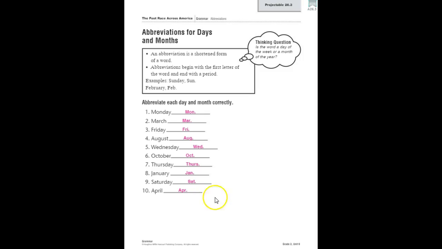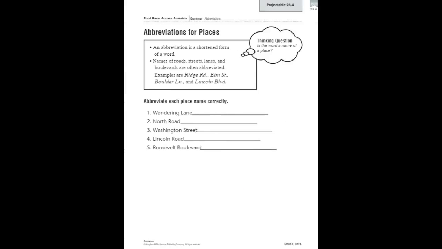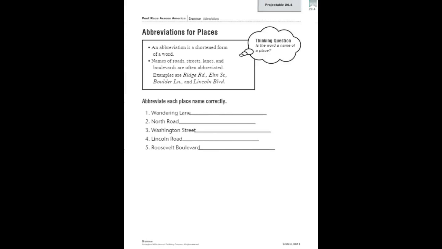Now let's look at abbreviations for places. Again, an abbreviation is a shortened form of a word. Names of roads, streets, lanes, and boulevards are often abbreviated. So some examples are Ridge, and then instead of road, they wrote capital R, D, period. Elm Street, which happens to be actually the name of the street we live on right now, street is capital S, T, period. Lane is capital L, N, period. And boulevard is capital B, L, V, D, period.